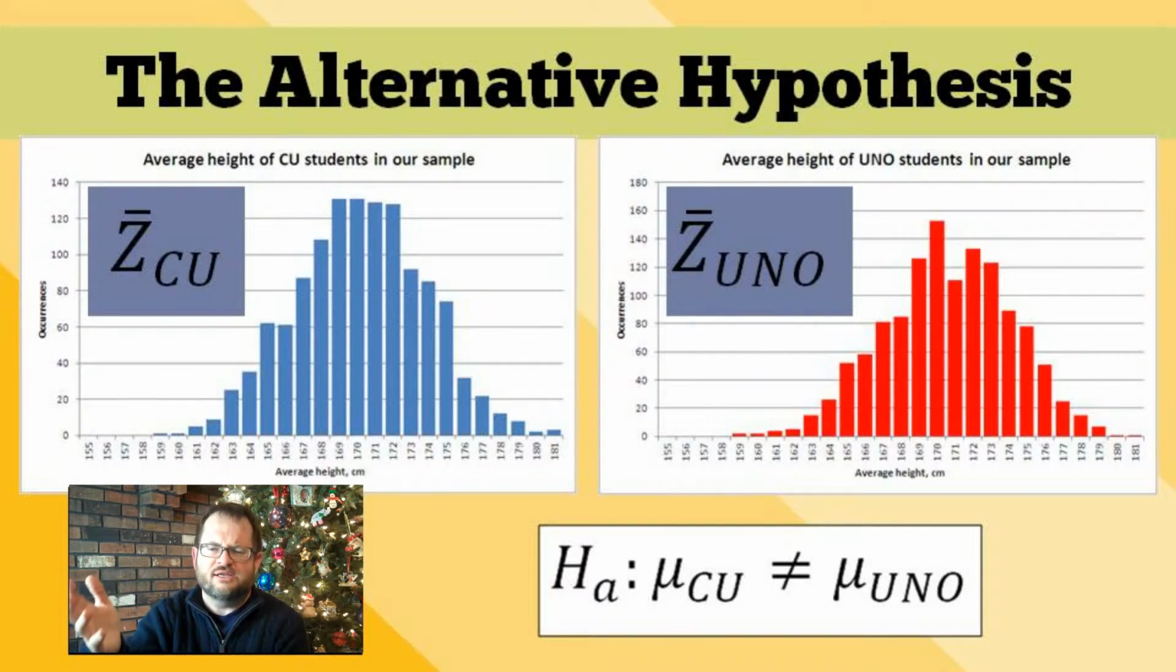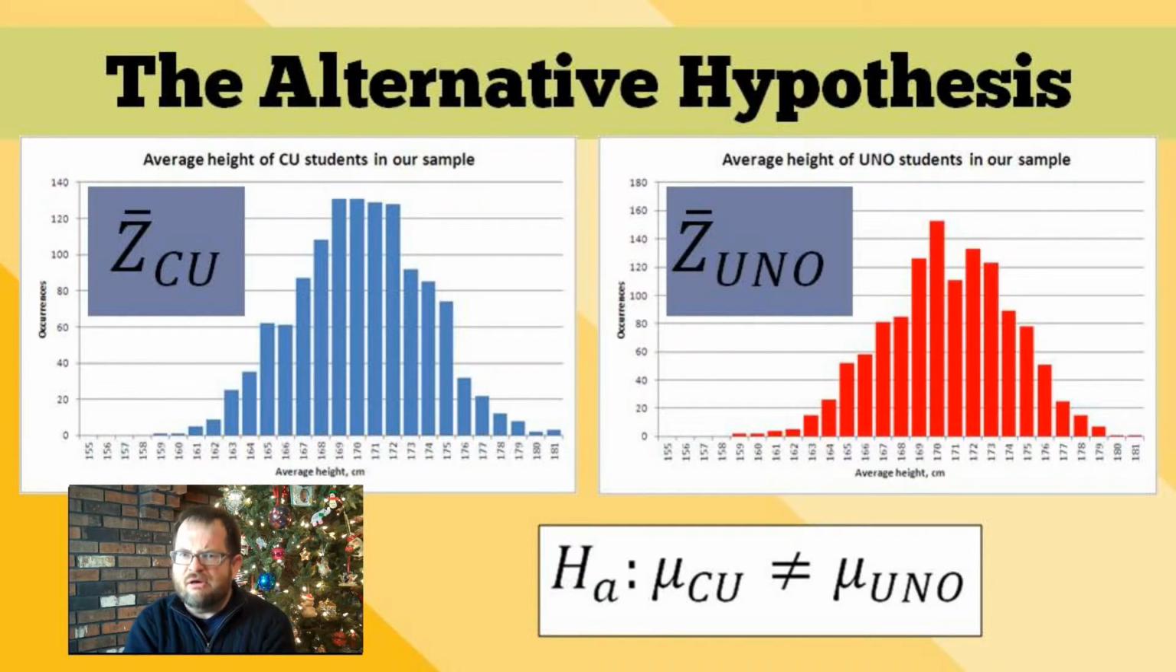You take any group of Creighton students and you take their average. You take any group of UNO students and take their average. It's not going to be equal. Okay? The question is, are their means equal? Are these two groups somehow different? Are Creighton students taller than UNO students?